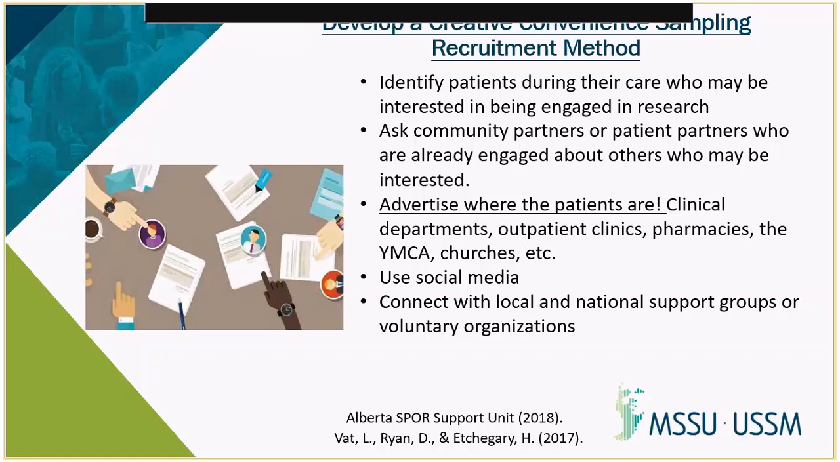So the first one is identify patients during their care who may be interested in being engaged in research. So maybe you're a nurse on a research team and you're asked, well, do you know any patient partners who might be interested? And you can think back about the patients that you see on a day-to-day basis and think, actually there was one patient partner who asked me if there were any opportunities for something like this. And if you don't know, you can look to your colleagues, you can look to your networks and say, do you have someone who you think might be interested?